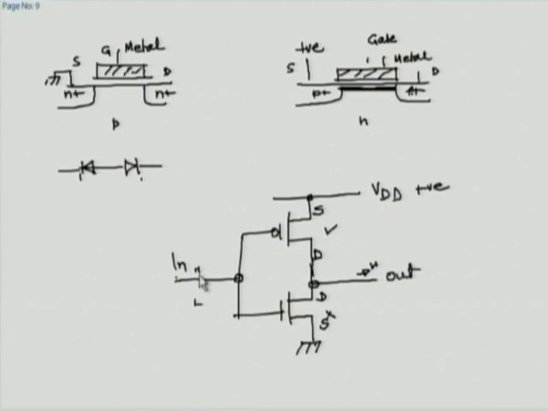If the input is high, then this transistor turns on and this transistor turns off, because this is high and therefore there is not enough negative voltage here, and this being high is enough to turn this on. Therefore the output is connected to ground and disconnected from VDD, and therefore the output becomes low. Therefore this circuit is called an inverter.